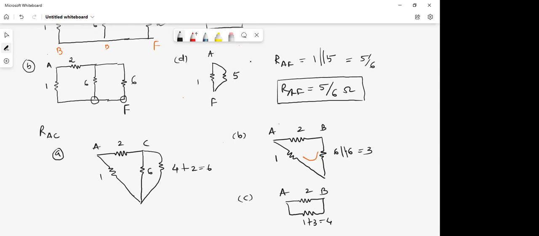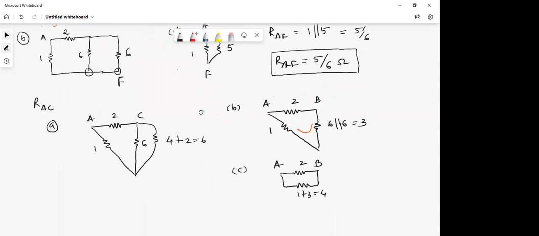Calculate resistance between A and B, that is 2 and 4, they are in parallel. 8 by 6 should be the answer. 4 to 8, 4 plus 2, 6. Yes, sir.